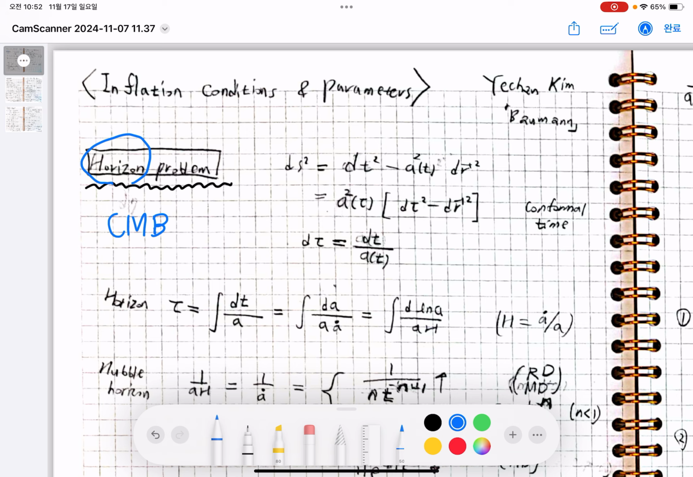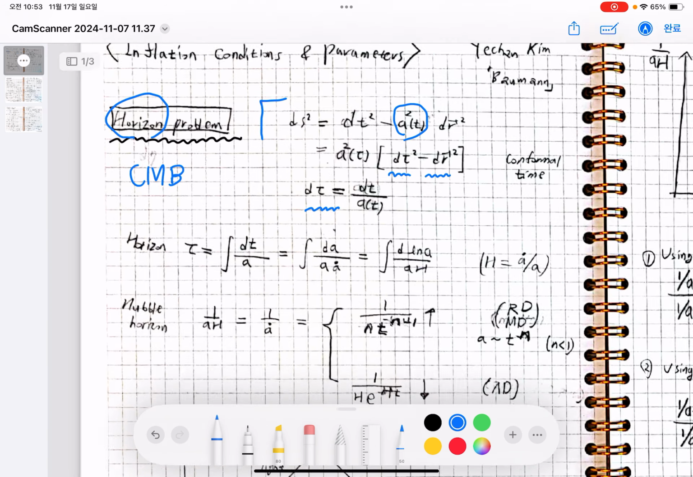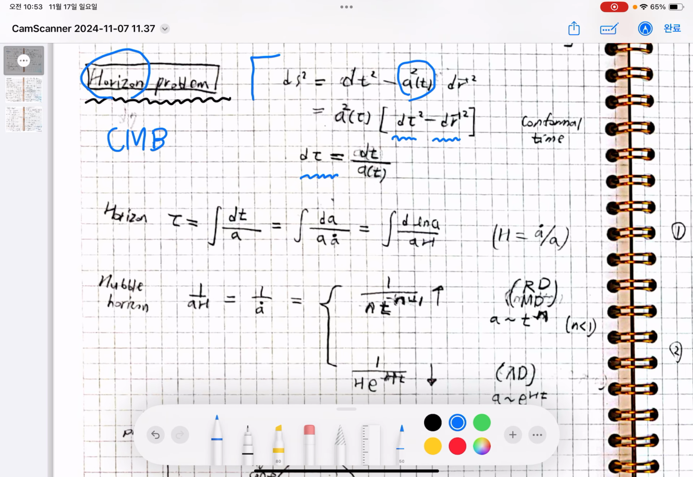First of all, let's define the horizon size of the cosmic expanding universe. A typical expanding universe metric is given like that with the scale factor A, and we will define the conformal time to make the temporal part and the spatial part inserted in the same terms. Then the conformal time tau is defined by dt over A. Then the horizon can be obtained by the integration of d tau.